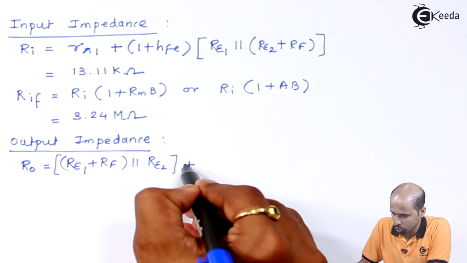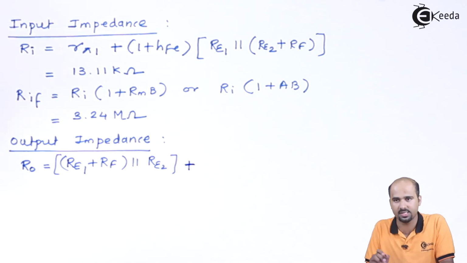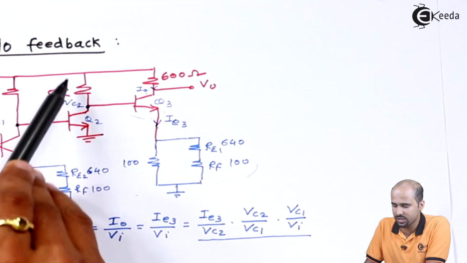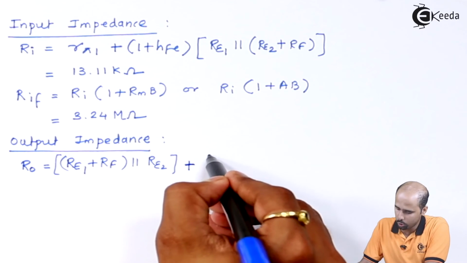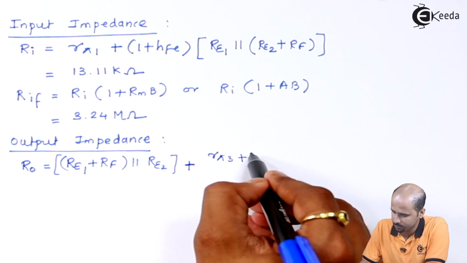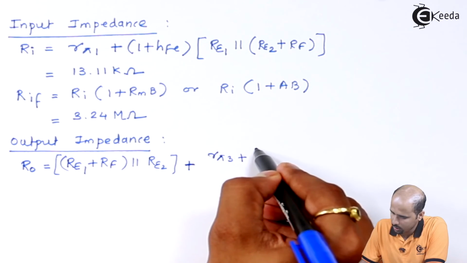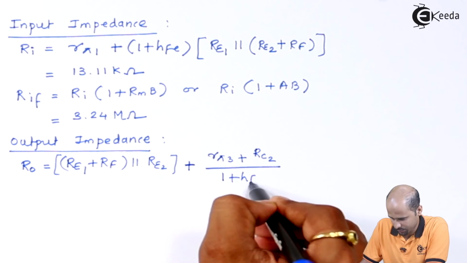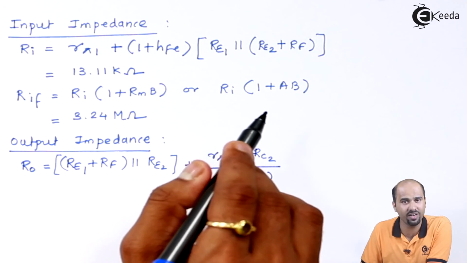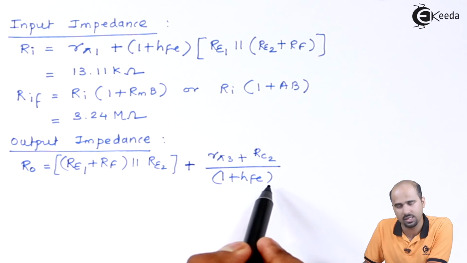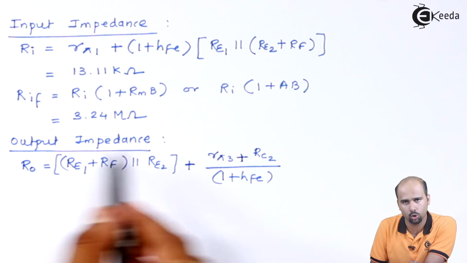Now we have to shift this complete resistance which is placed at the base side, that is nothing but the R pi 3 along with this 5K. So we will do R pi 3 plus the value of RC2 divided by 1 plus HFE. Right? Because now we are moving this resistance R pi 2 and RC2 to the emitter side. So that's why we have to divide this by 1 plus HFE. So this is the value of Ro you will be getting.